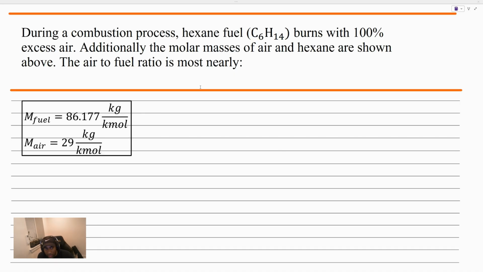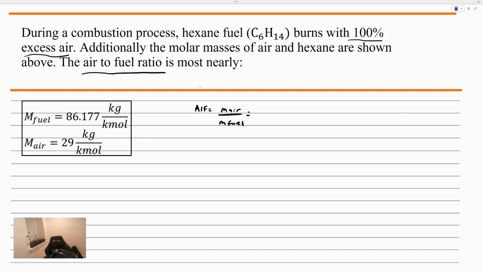Essentially, what we're looking for in this problem is that air to fuel ratio. And we know that we're not dealing with just stoichiometric combustion. What we have is 100% excess air, and I'll explain exactly what that means. Essentially, the air to fuel ratio is exactly as it sounds. It's the mass of air divided by the mass of fuel.